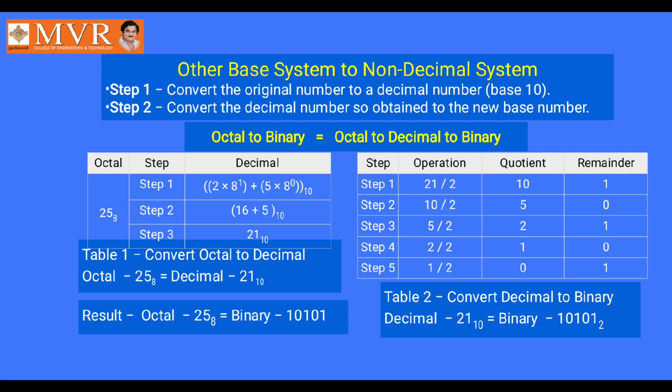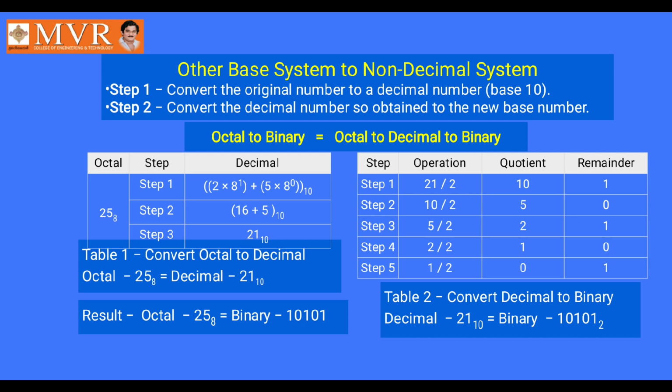This is the result we want, not the intermediate results. 25 octal converted to 21 decimal, that is different, and 21 decimal converted to 10101 binary. So now the final result is octal 25 equals 10101 in binary. This is the way you convert any other base system to non-decimals: first converting it into decimal, then later decimal to the required base system.